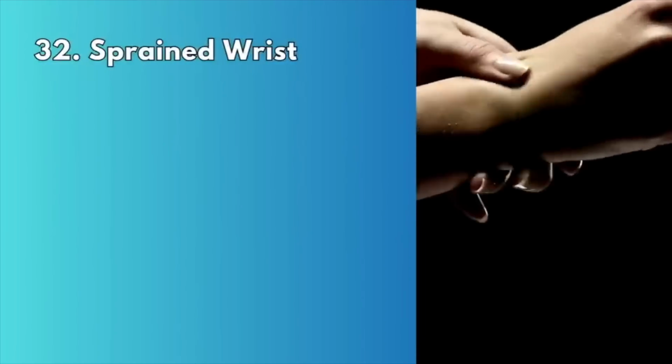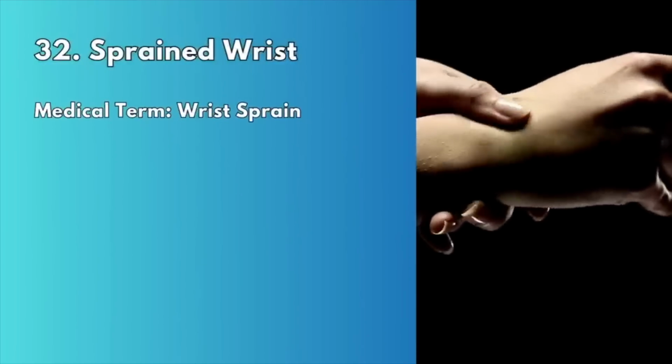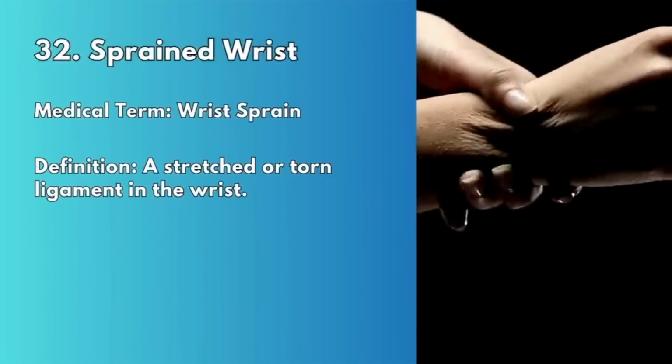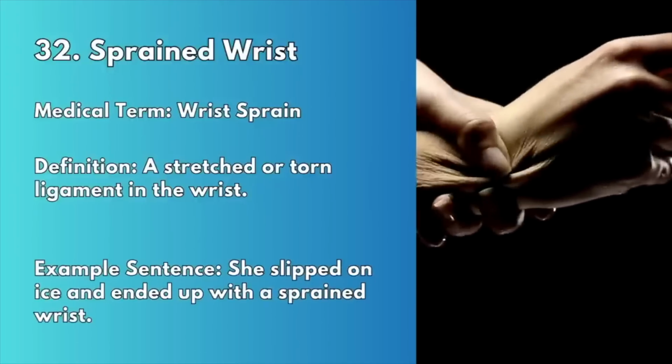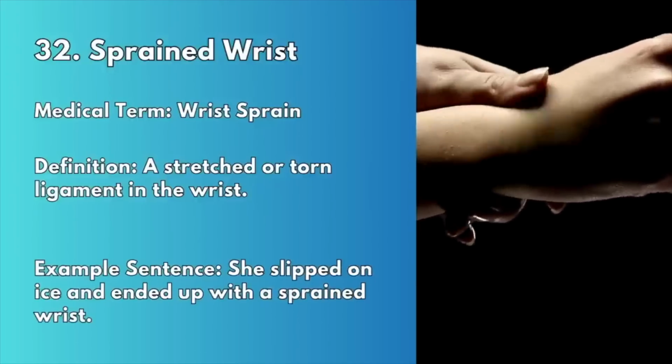Next, we have sprained wrist, or a wrist sprain. This is a stretched or torn ligament in the wrist. She slipped on ice and ended up with a sprained wrist.